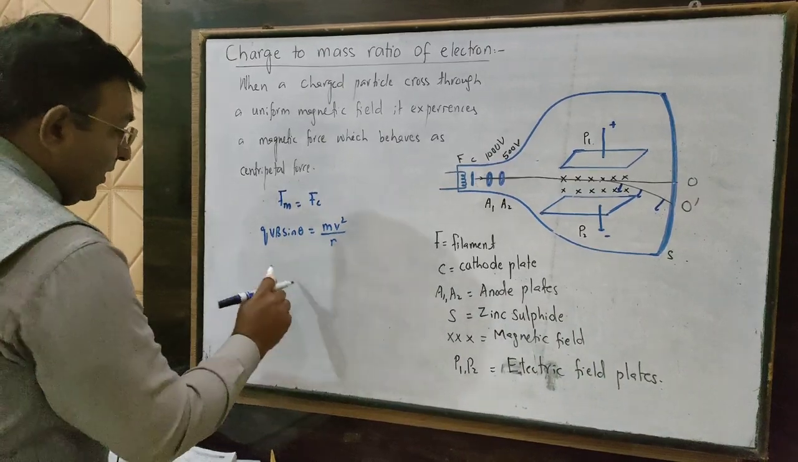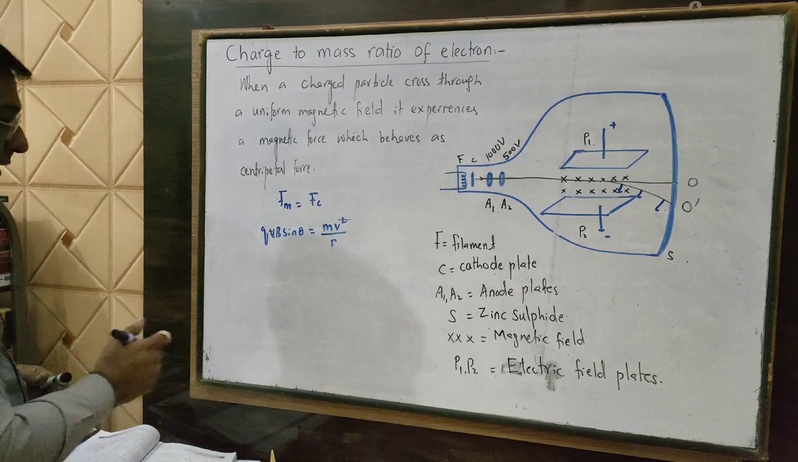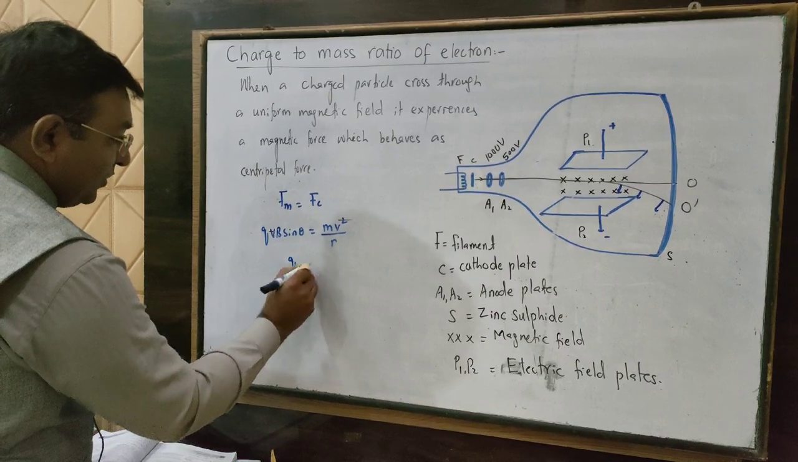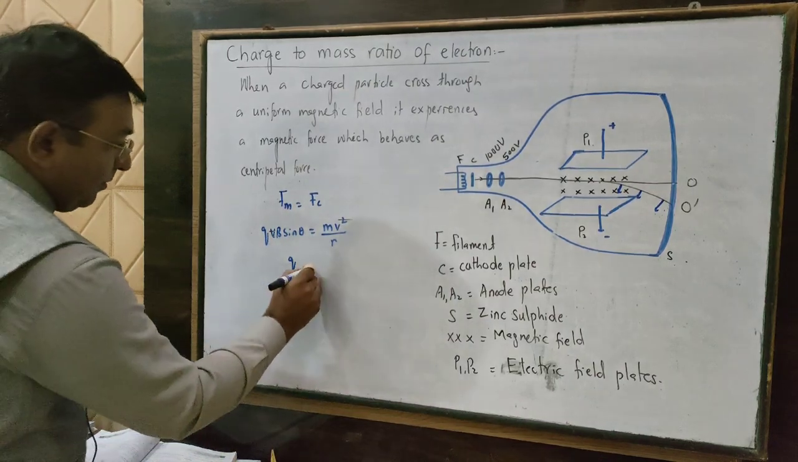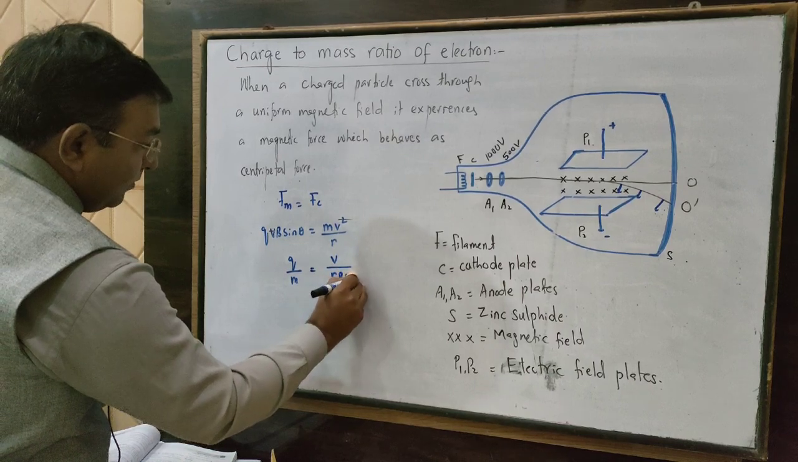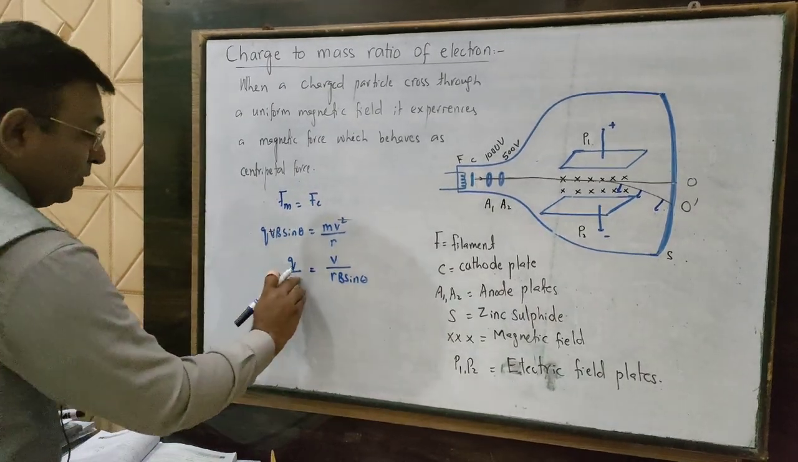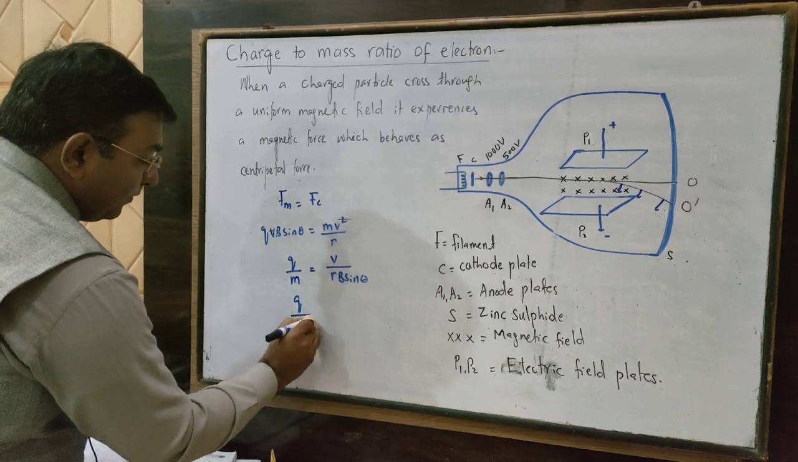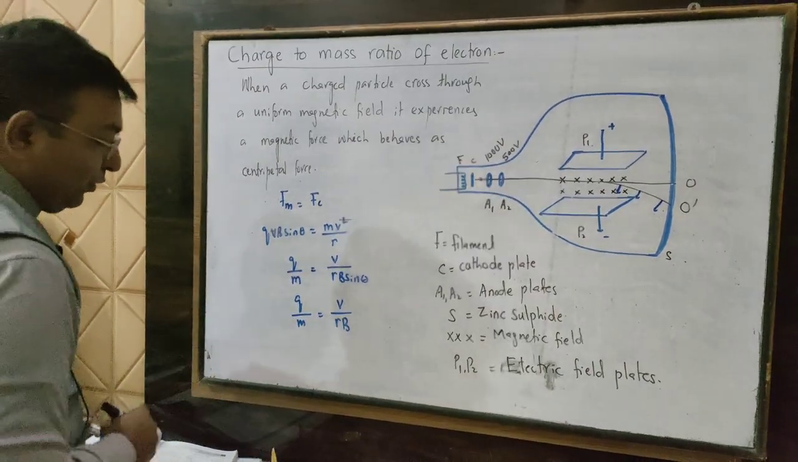In this case, this v term is cancelled by this square, and the remaining answer is for the charged particle, the charge to mass ratio. If we move m towards the q, then the B and sin theta move in this direction. So q upon m is equal to v upon rB. So if we put theta equal to 90, then we can write v upon rB is equal to q upon m.